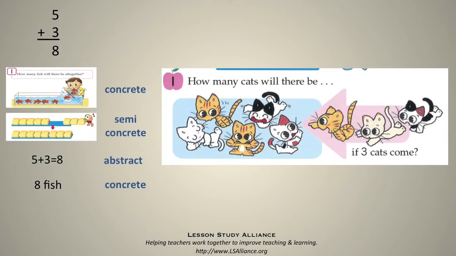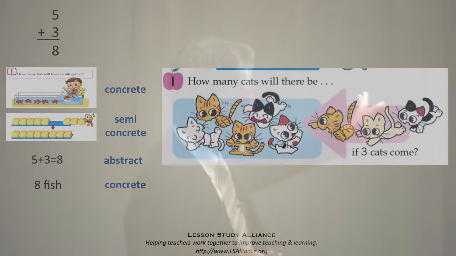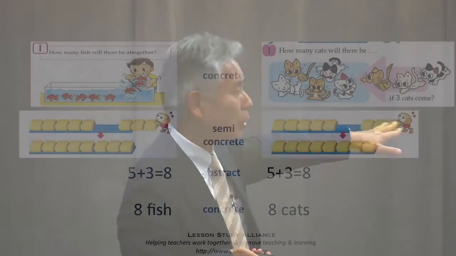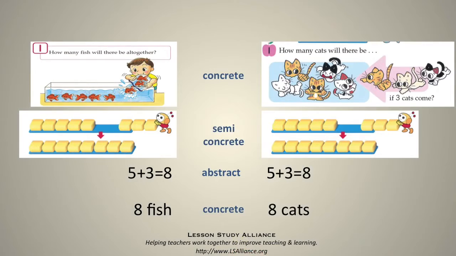So another concrete situation is cats. 1, 2, 3, 4, 5 cats. And then if you go to semi-concrete, it doesn't matter whether it's fish or cats, it's the same. Right? And the abstract is also the same. However, 5 cats, the answer is different. So this process is mathematics: start with concrete, and then do the abstract process, and then come back to the concrete.